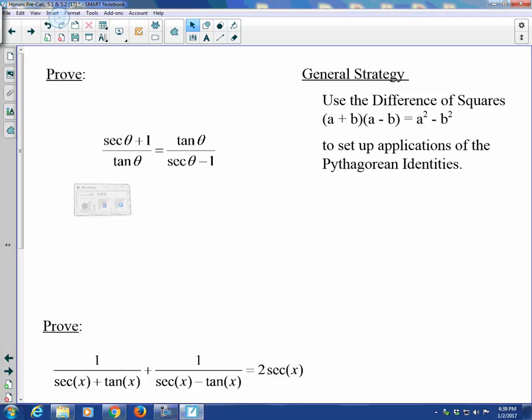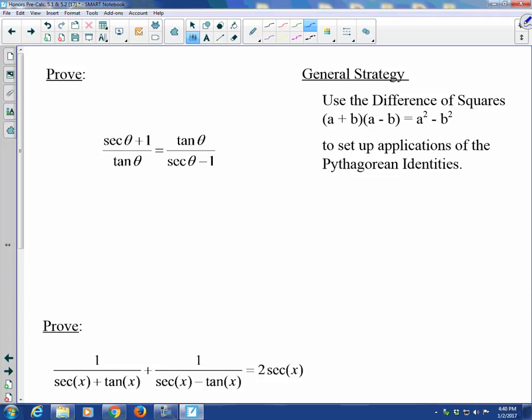All right, guys, so we're going to talk about one more strategy that we're going to use when we're looking to prove equivalent statements or simplify trig expressions, and that is using difference of squares. So right here, if we're looking at a situation where we've got two terms that are related with the Pythagorean identity, but they're not squared, we can get squares by multiplying by the conjugate.